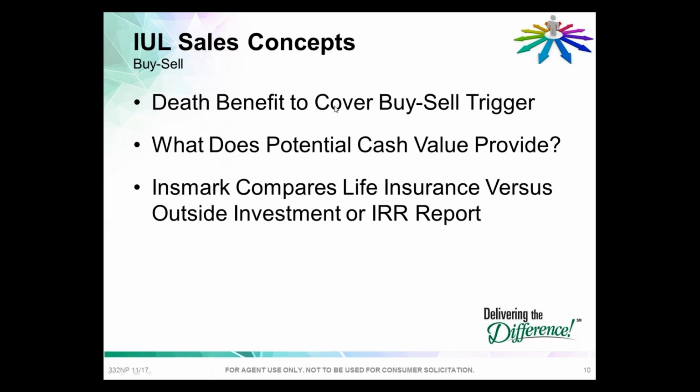So the death benefit, of course, is a major part of a buy-sell component of a life insurance policy. Of course, the buy-sell itself is a contract. It's a separate contract drawn up by lawyers. The life insurance policy helps to fund or support that buy-sell. So the death benefit is very important because if one of the owners dies, we need to pay it off.